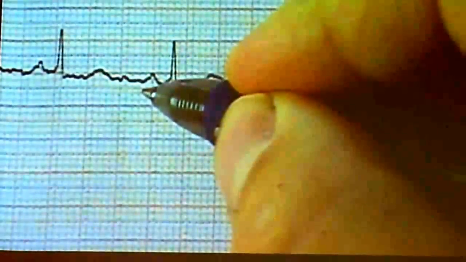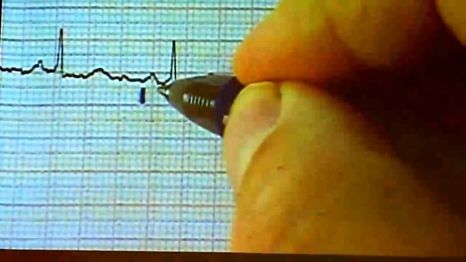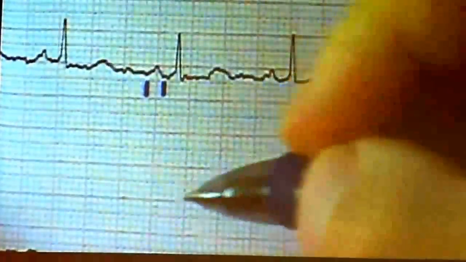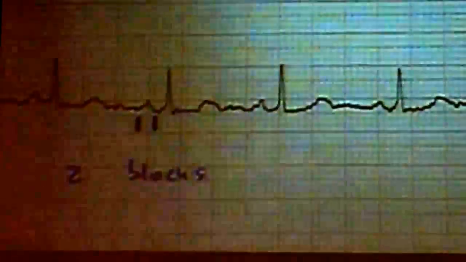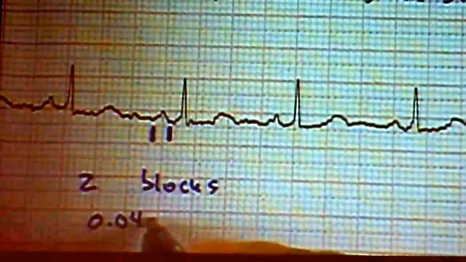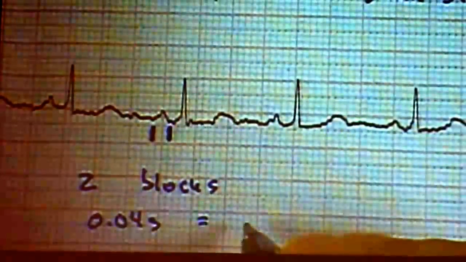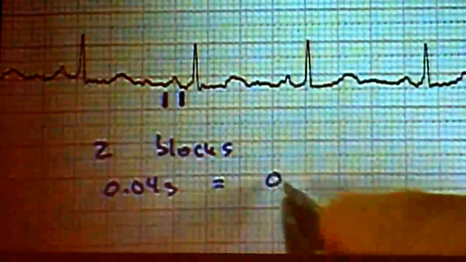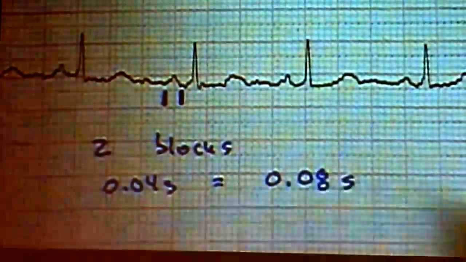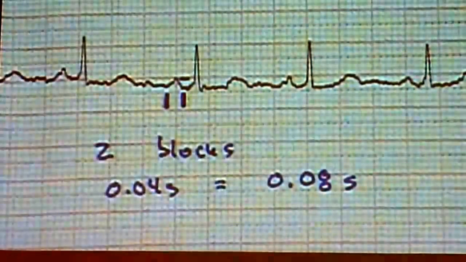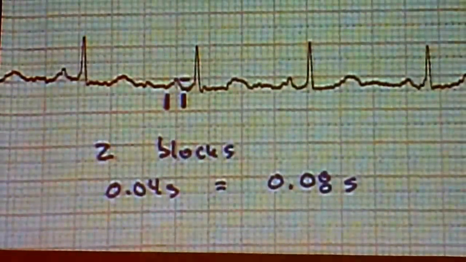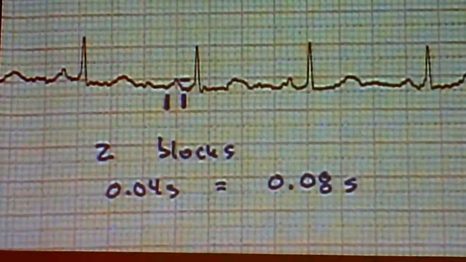What did you say the boxes were? 0.04 seconds. So I'm going to say this is the beginning of my P, and this is the end of my P, and I count that as 2 blocks. Each block is 0.04 seconds. So the duration of this P wave is 0.08 seconds, which is great. It's not too long. I also look at the height. It's maybe 1.5 blocks high, so it's definitely not too large.